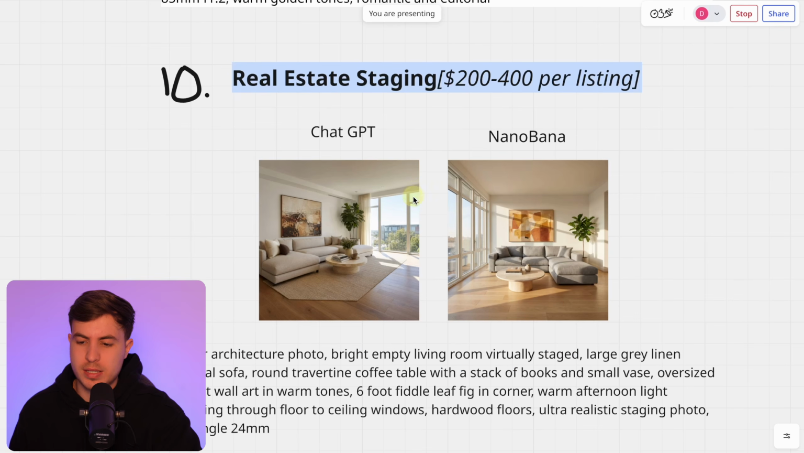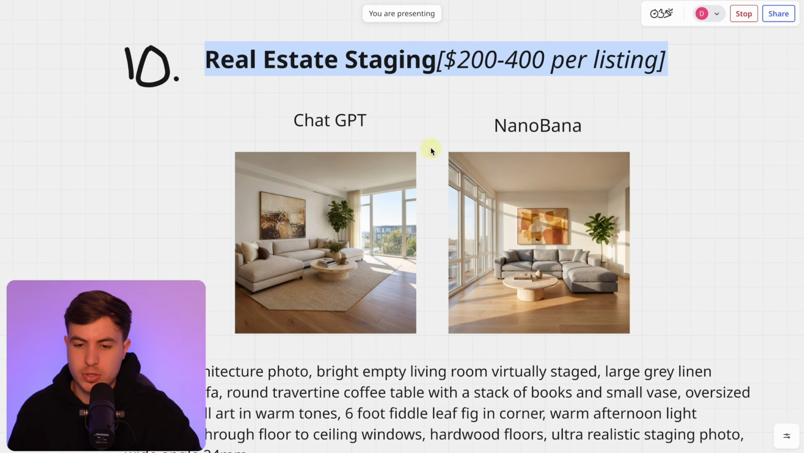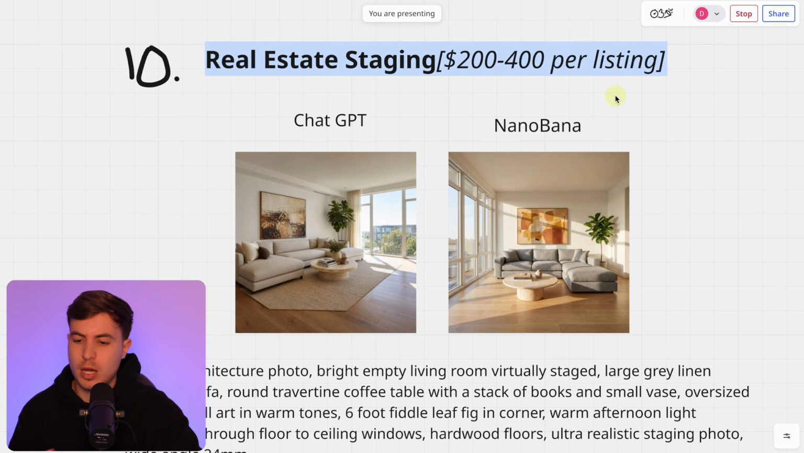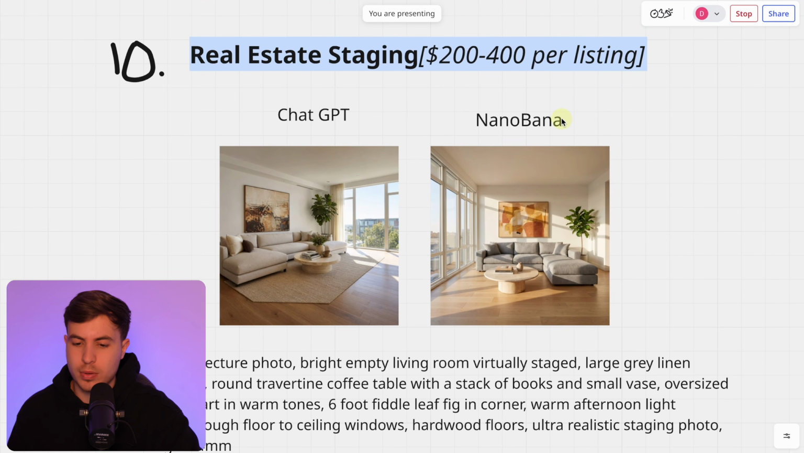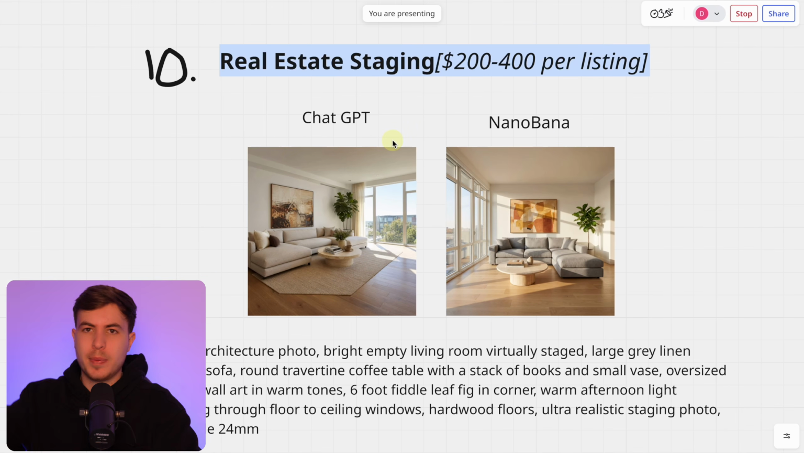Same thing with real estate staging. Most normal realtors need high quality photos. So if you can help to enhance that with AI, they're happily going to pay you lots of money per listing, especially if you have a drone. You can take a couple pictures from every different angle and then just upload those to AI.